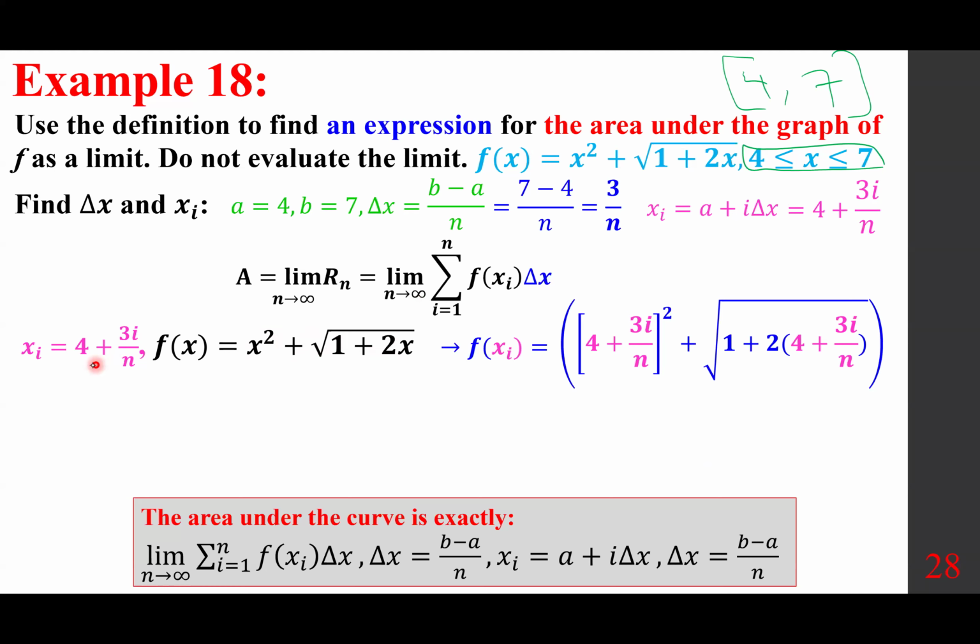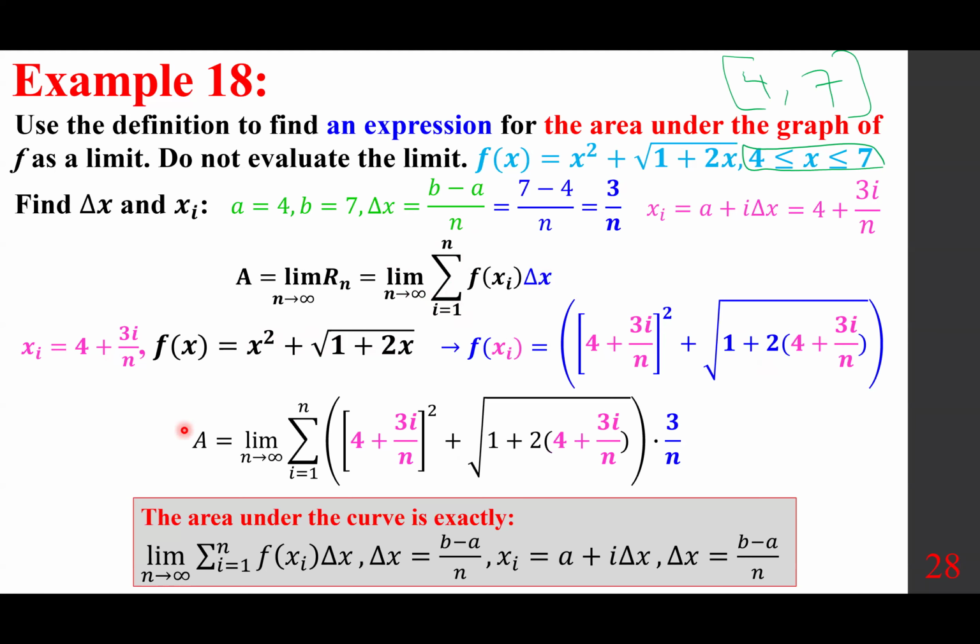So this is f of x of I. What is this limit? You put this into a limit: the limit as n goes to infinity, summation I going from 1 to n of f of x of I, times delta x. Replace it with 3 over n.